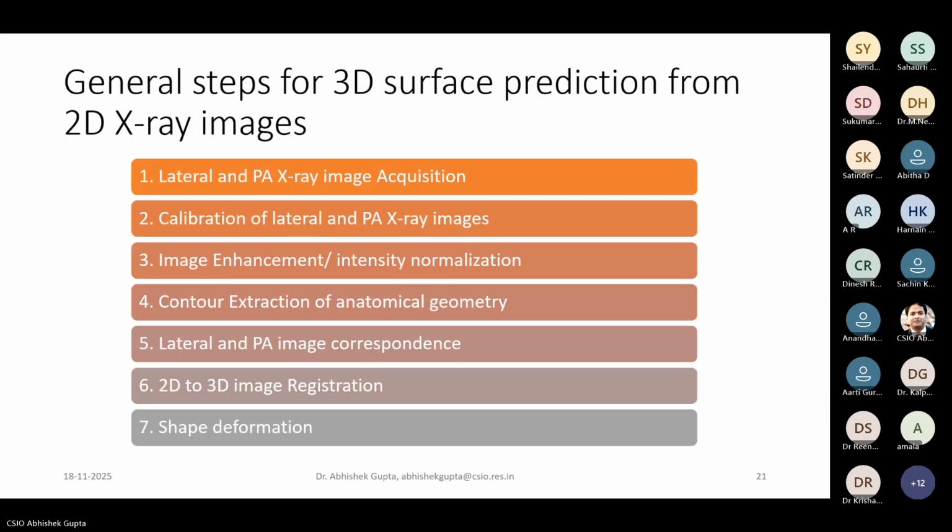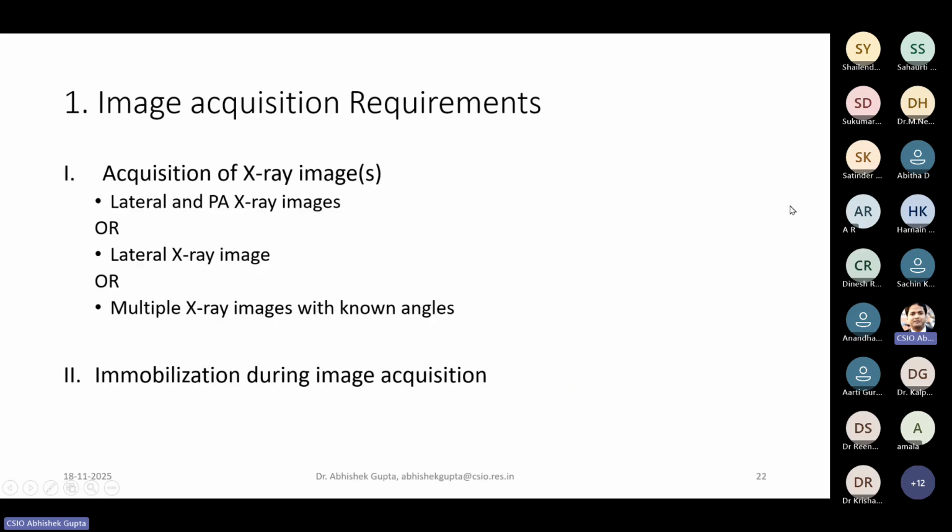Right? So now we will discuss some general steps for 3D surface prediction from 2D X-ray images. These general steps we have created based on the analysis of the literature. So we'll discuss each and every step one by one.